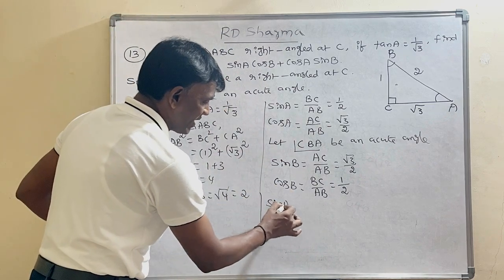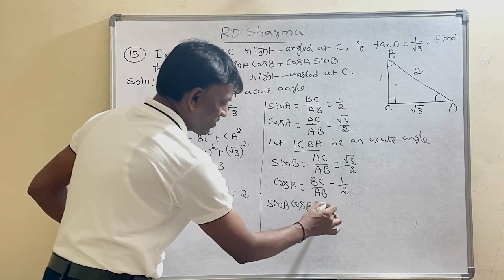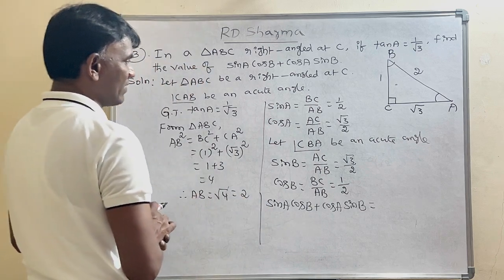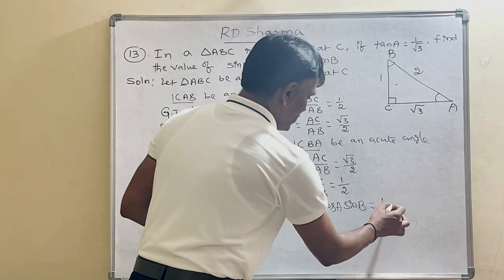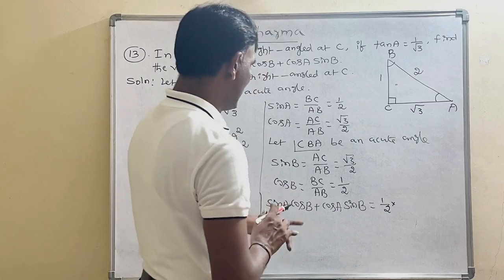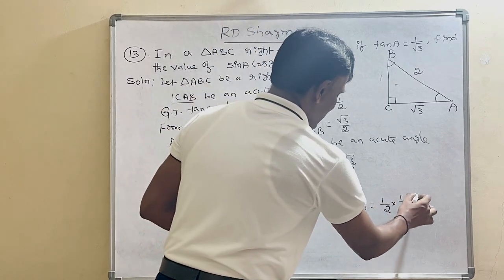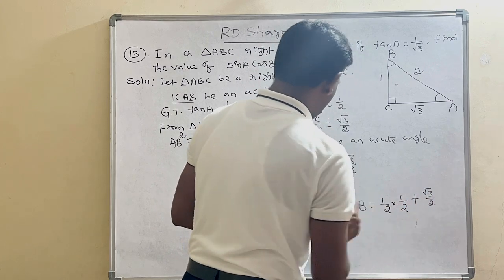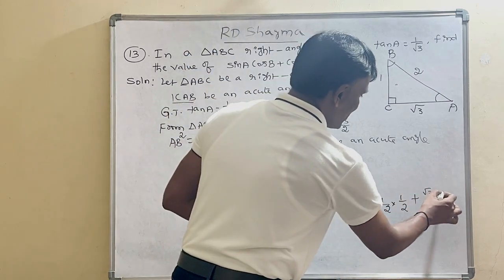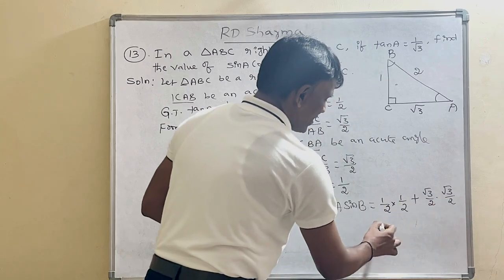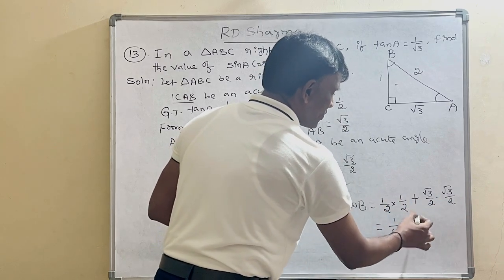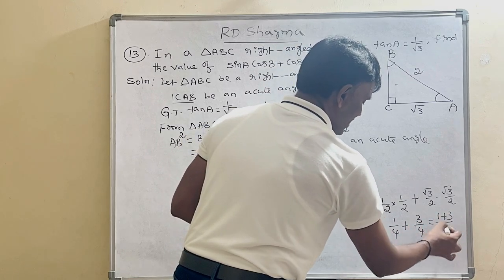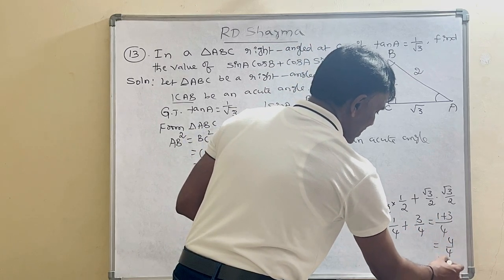What is the required value? Sin A cos B plus cos A into sin B. Now what is the value of sin A? That is 1 by 2 into cos B. What is the value of cos B? That is again 1 by 2, plus cos A sin B. So cos A is root 3 by 2 into sin B. So sin B again is also root 3 by 2. Now 1 into 1 is 1, 2 into 2 is 4, and root 3 into root 3, whole square, that is 3. So 3 by 4. Now LCM is 4. Here 1 plus 3 is 4. So 4 by 4 equal to 1 is the answer.